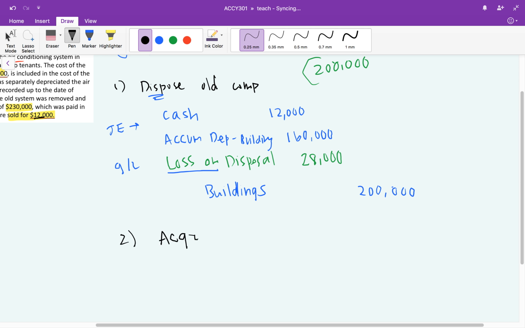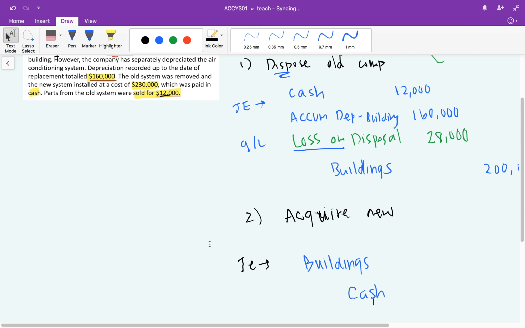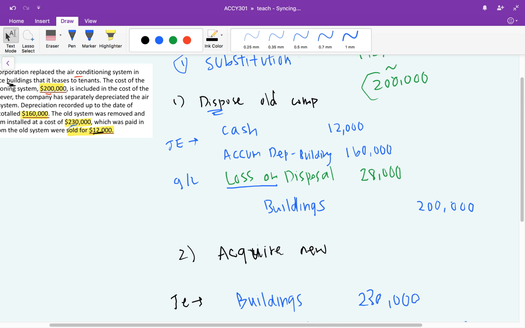So our new air conditioning system. Here's our journal entry. When we bought it, we would debit buildings, so it increases the value of our asset, and decrease cash because that is what we paid for it with. And we would just use the original cost of $230,000. And that would be our two journal entries for substitution.